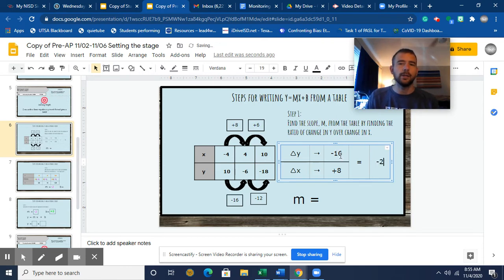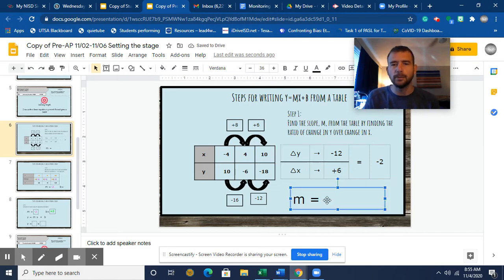You can also check it with the other one. You get a negative 12 over a positive 6. And again, the ratio comes out to negative 2. So my slope here is negative 2.